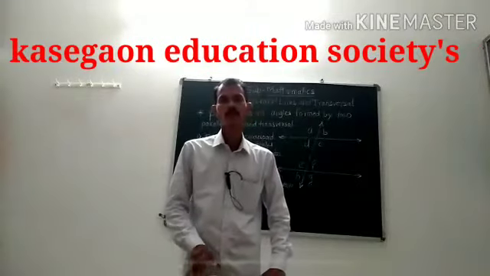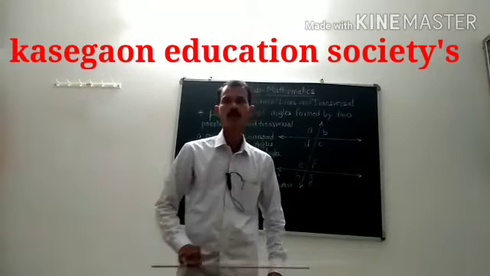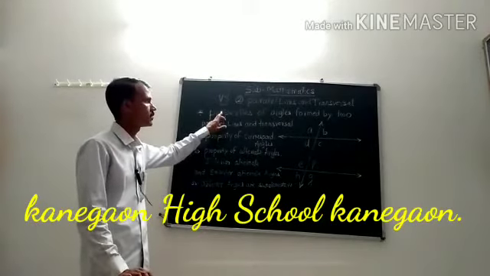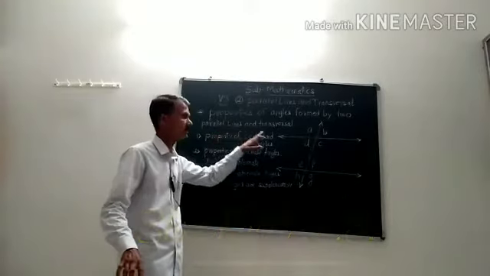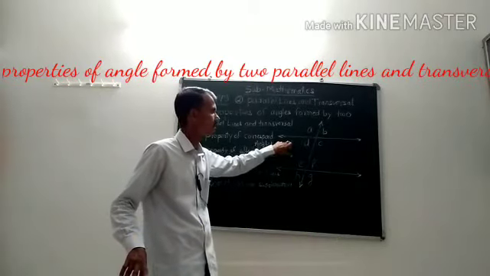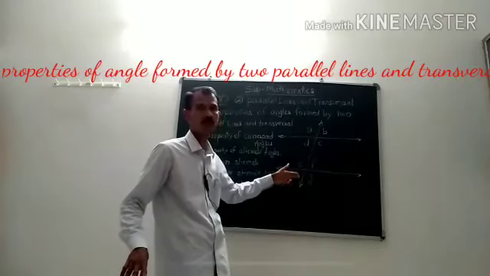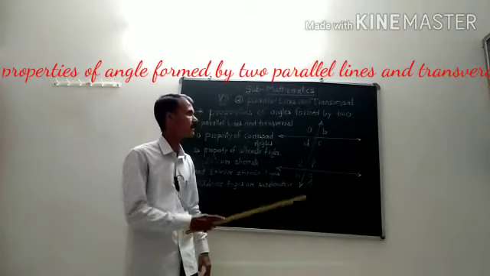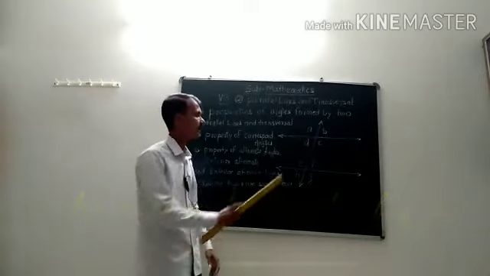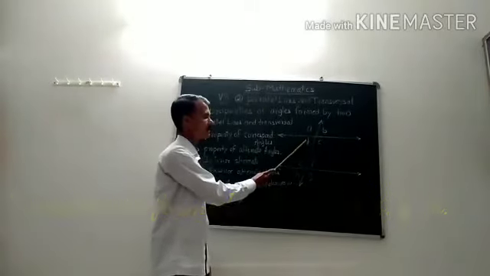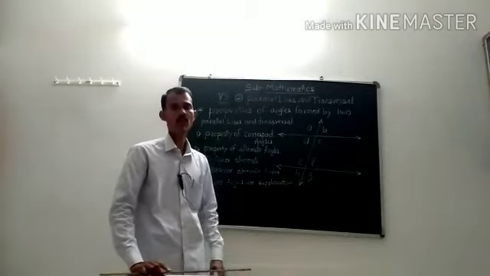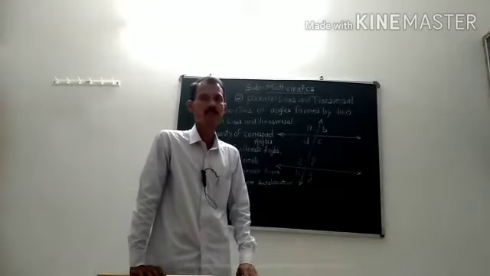Hello, welcome students. Once again, today we are going to study the properties of angles formed by two parallel lines and transversal. Suppose the given two lines are parallel and there is a transversal, then we know that 8 angles are formed. Suppose these angles are angle A, B, C, D, E, F, G, H. These are the 8 angles formed by two parallel lines and transversal.